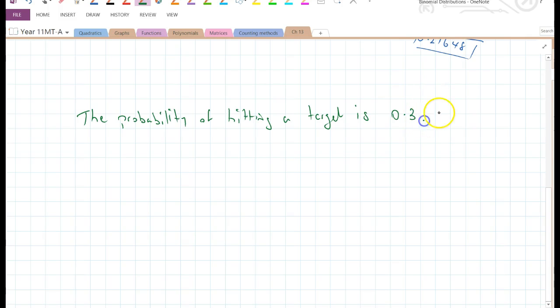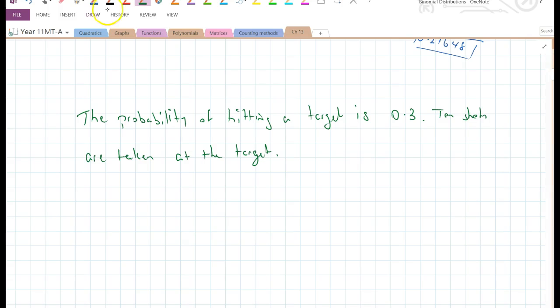So the probability of hitting a target is, let's just change it up a bit. We'll take it to 0.3. Probability of hitting a target is 0.3. 10 shots, 10 attempts are taken at the target. Right, now that's the scenario. We're taking 10 shots at the target and the probability of success is 0.3.